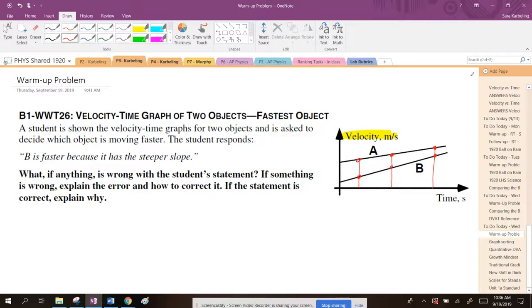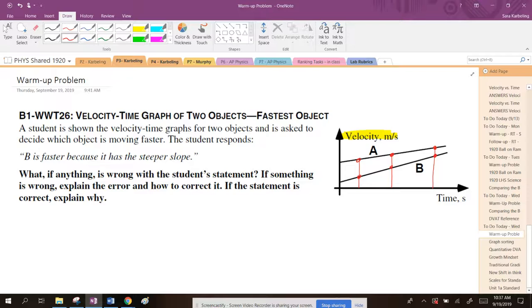So the student failed to realize that the graph is a velocity versus time graph and not a position versus time graph. A is going faster as it has a higher position and velocity, but B has a greater acceleration as its slope is indeed steeper. Whoa! Did you guys catch what she just said? That was amazing, right? That was good.